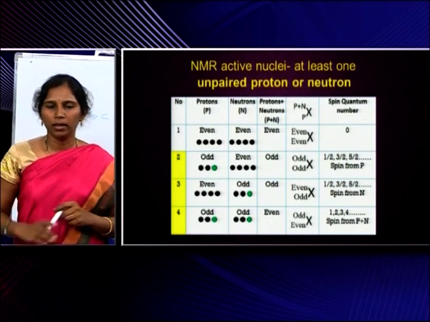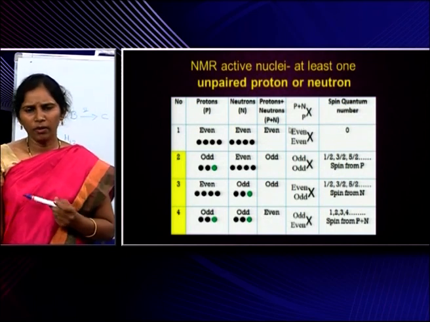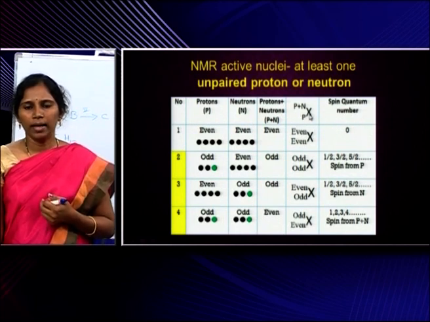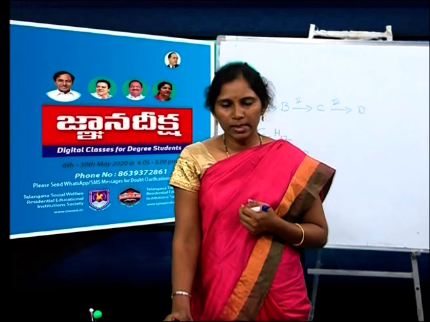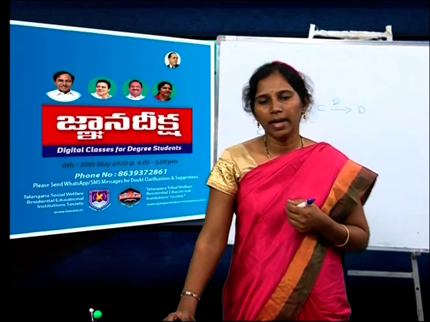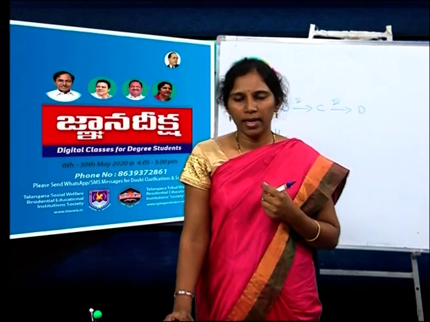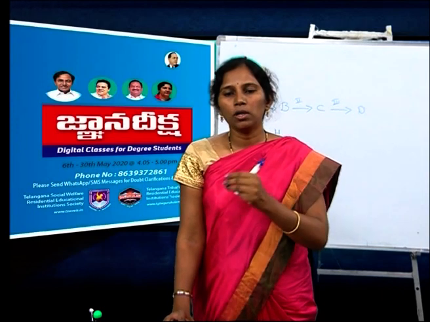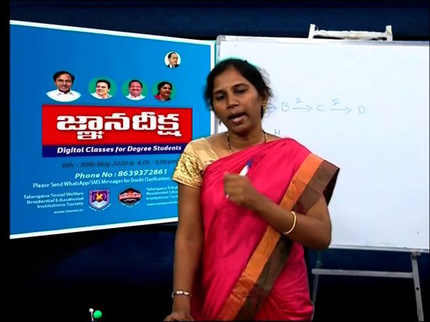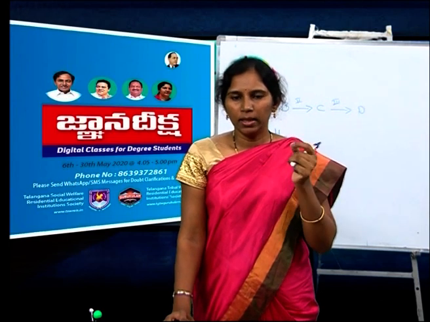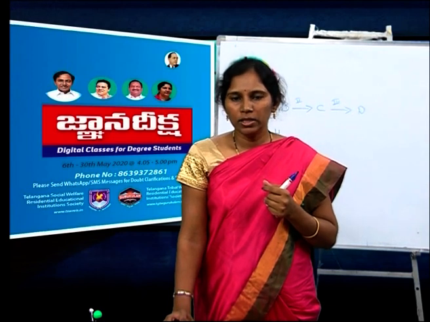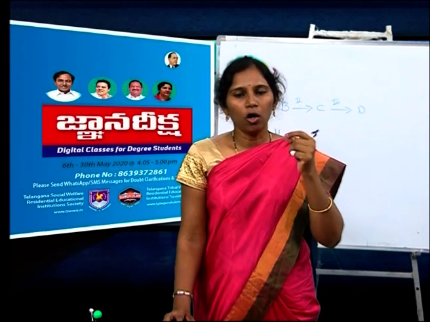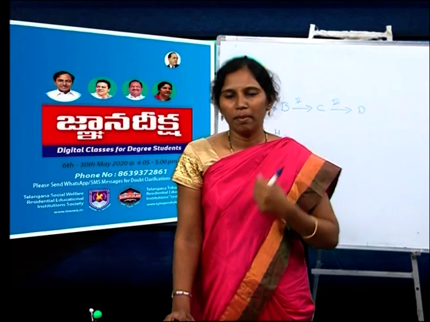Here I have given the notation x, and in this place I have given the number of protons, and here the number of protons plus neutrons. Why I have given this is that in PG entrance exams you may face a question like this: which of the following nuclei are NMR active? In that case, just remember that you should find an odd number, whether in this position or in this position. If you find an odd number, then it is NMR active.